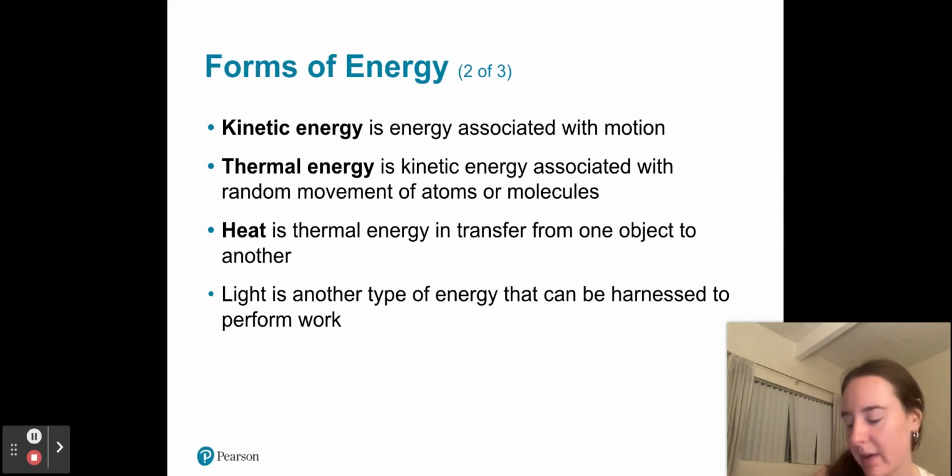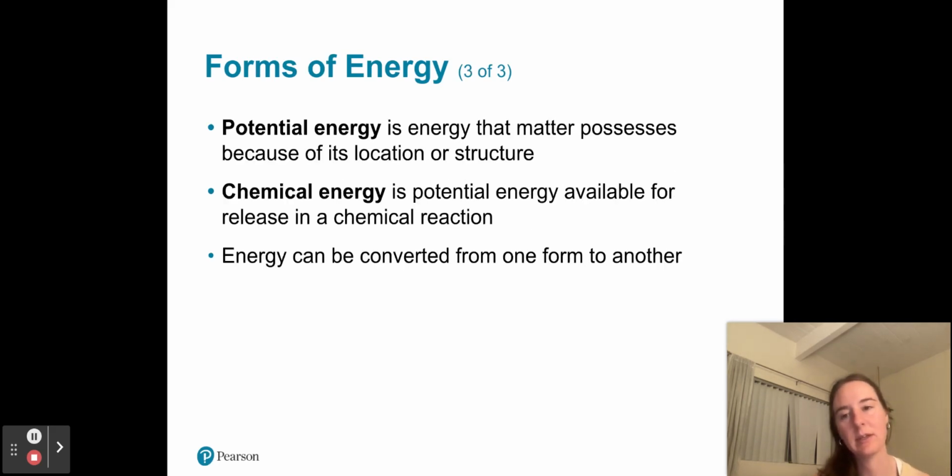Heat is a type of energy. It's the thermal energy in transfer from one object to another. So if you're transferring the movement of atoms from one object to another and causing the atoms of one object to move faster because of the interaction with another, that's called heat. And then light is another type of energy, and this is going to be important when we get to photosynthesis.